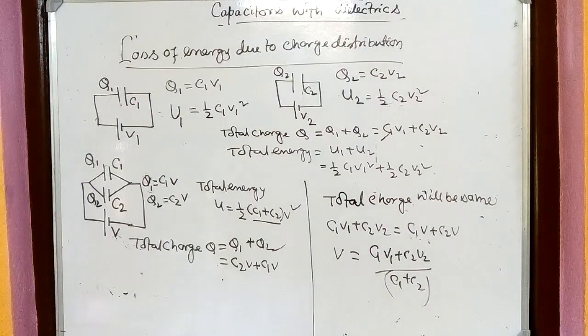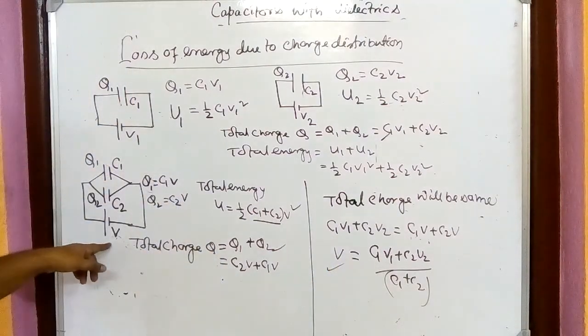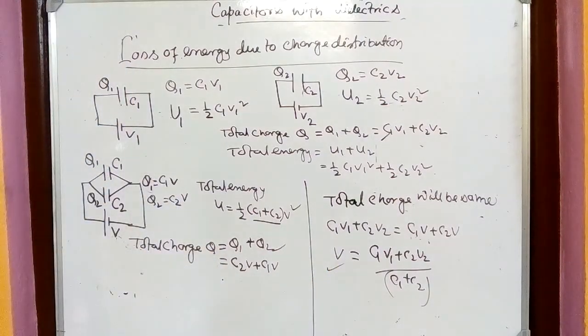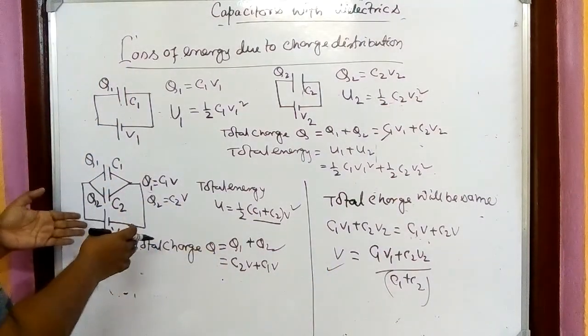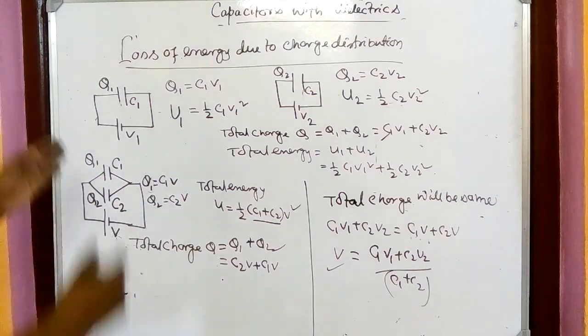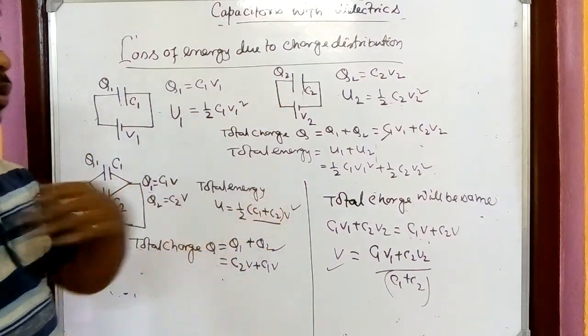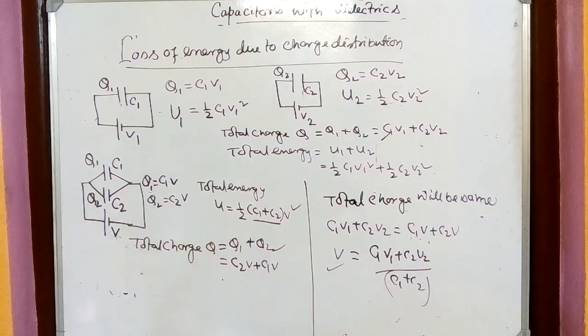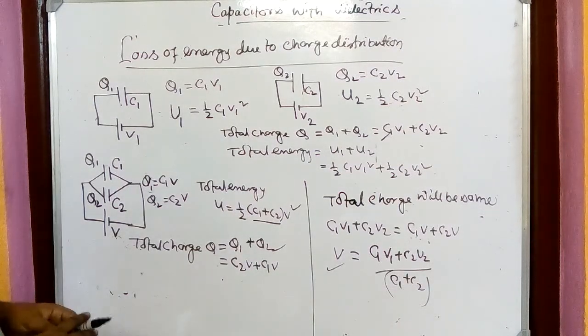Okay. Now you might be thinking, sir, what is the need of doing this? By that we can understand what is the V we have given here. As you have connected them in parallel, initially you had them connected separately, and there you had some energy. Whenever you connect them in parallel, there will be a loss of energy. So what will be that loss? That we want to find here.